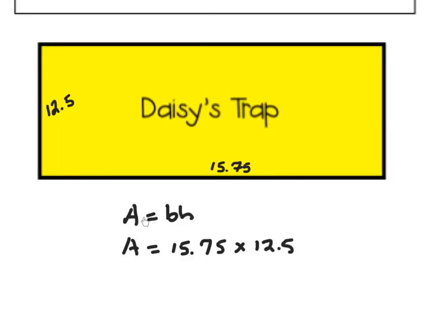And here we go. The formula for area is A, or area, equals base times height, or you could do length times width, right? Either one is fine. And anytime you have two variables next to one another without any symbol, that means multiply, right? So we took our base, which is 15.75, and plugged it in down here, multiplied by the height, which is 12.5, and we got that right there.